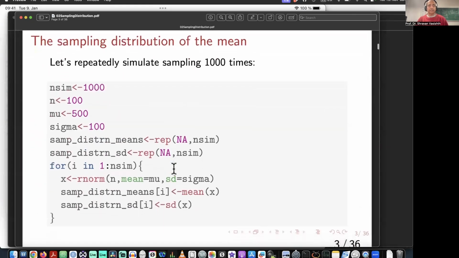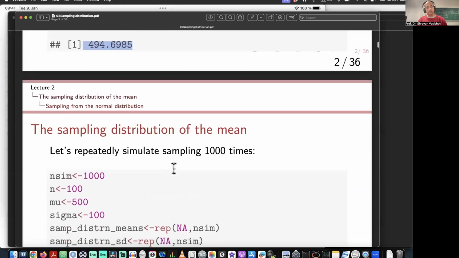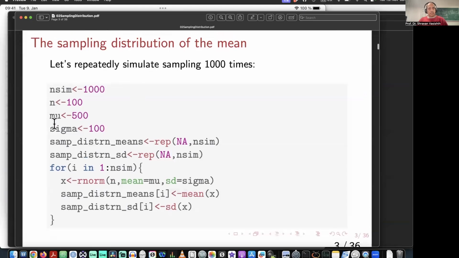So let's do this procedure that I did twice. I collected two samples. Let's do this multiple times. So let's do this 1,000 times. Okay, we're going to do 1,000 simulations. That means we're going to collect data 1,000 times. And we're going to collect data from a normal distribution with a particular mean and a particular standard deviation. So I just chose some values here. It doesn't really matter what you choose for the purposes of this demonstration, right?